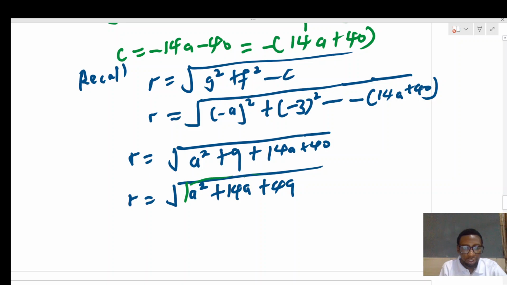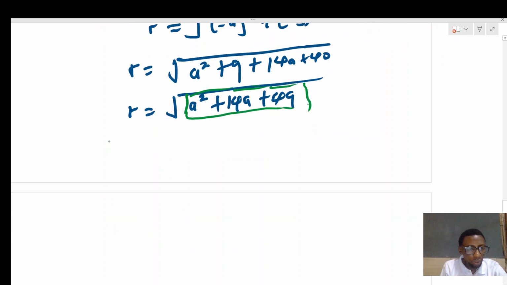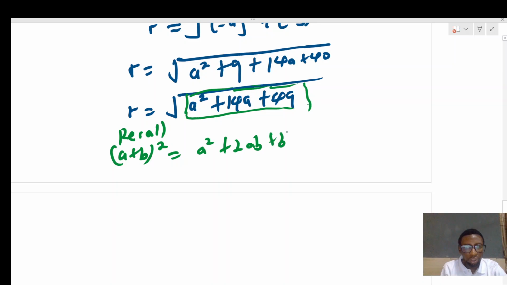I want you to look at something. This is a perfect square. What do I mean by a perfect square? Let me show you. We call that (a plus b) all squared, which is a squared plus 2ab, the expansion, plus b squared. This is called a perfect square, more like the way you say 2 squared is 4. So (a plus b) all squared is a perfect square.